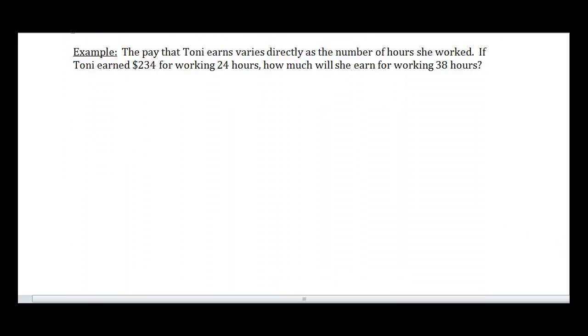In this problem, it says the pay that Tony earns varies directly as the number of hours she worked. Notice that it says varies directly. That tells me I'm going to use that first equation, which is y equals k times x. If Tony earned $234 for working 24 hours, this is what I mean by the first set of values. How much would she earn for working 38 hours? This is what I mean by the second set of values. Let's solve this problem.